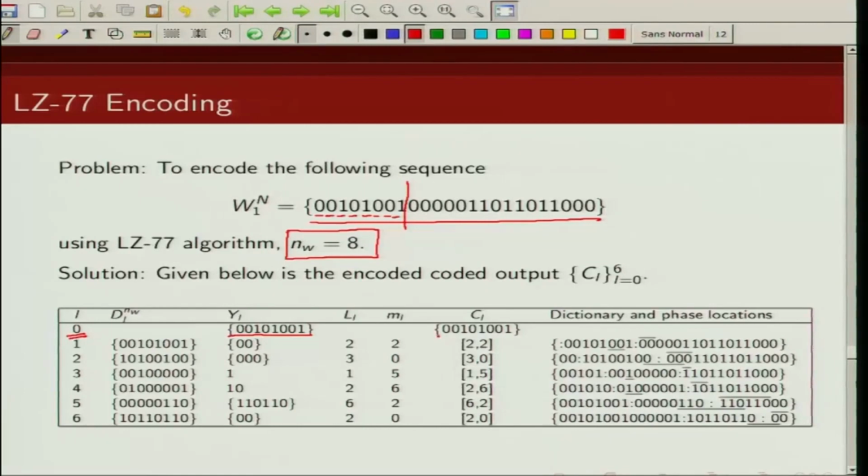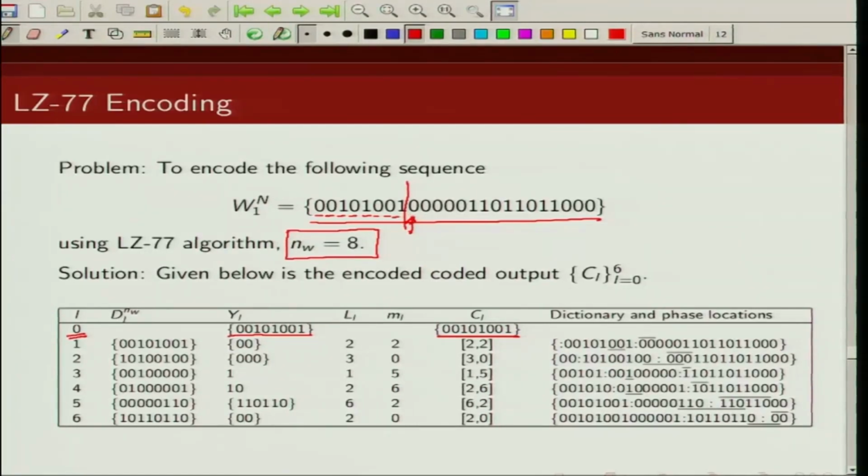So the initial code word, the 0th code word, is nothing but these NW bits. So the receiver now has this dictionary. Now what is the next step? The next step is, starting from this location, I need to find the largest match in the dictionary.